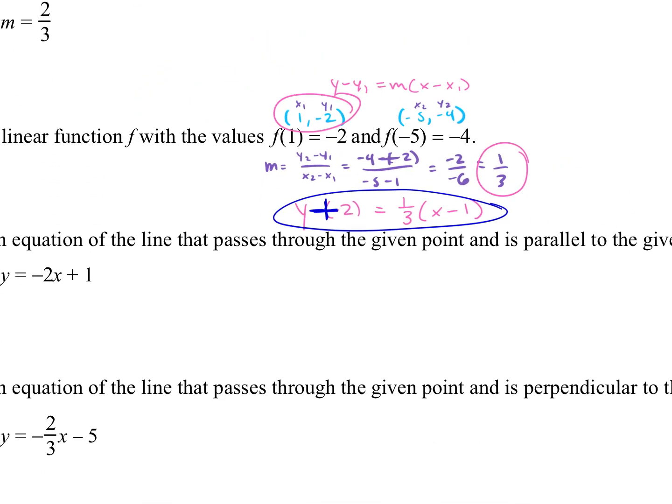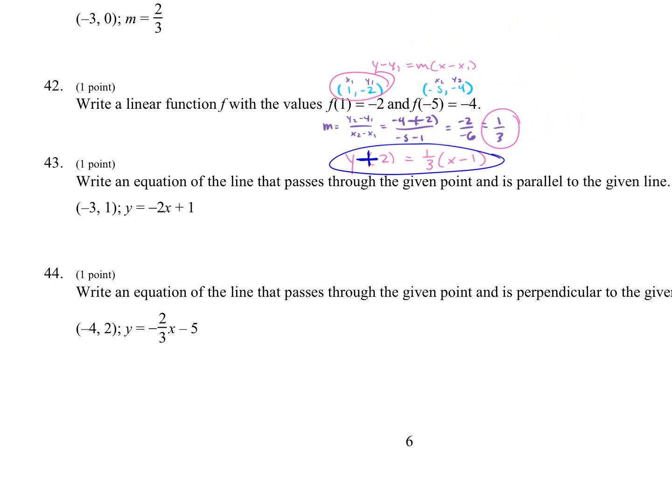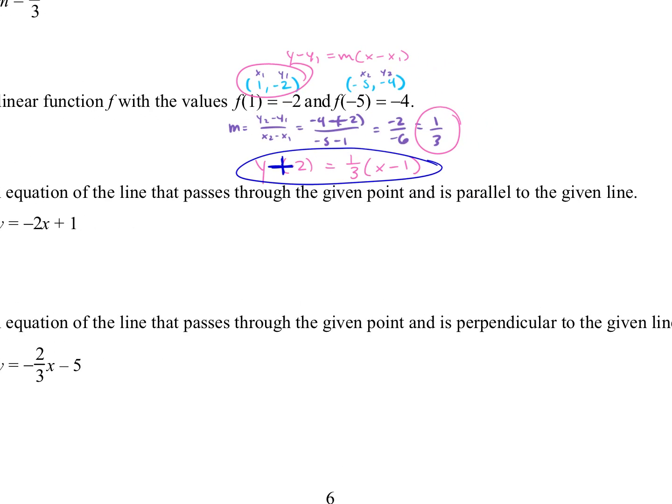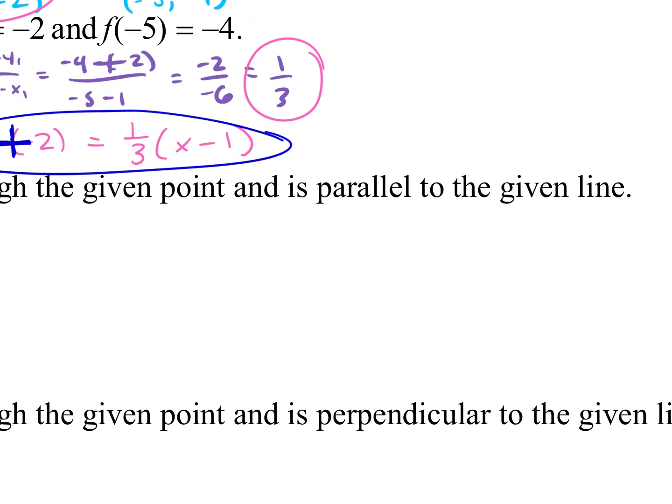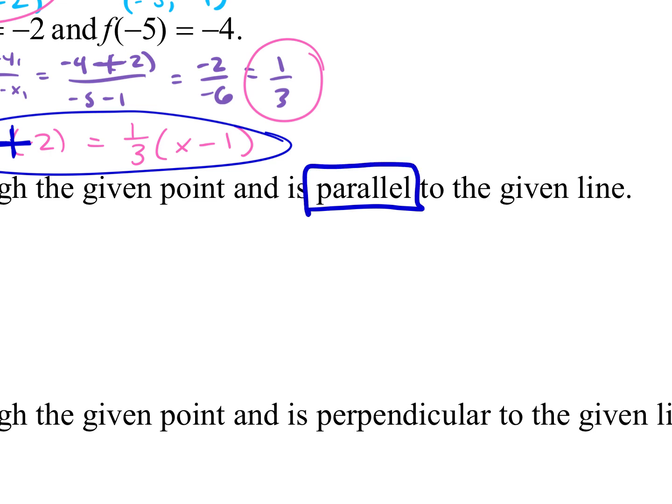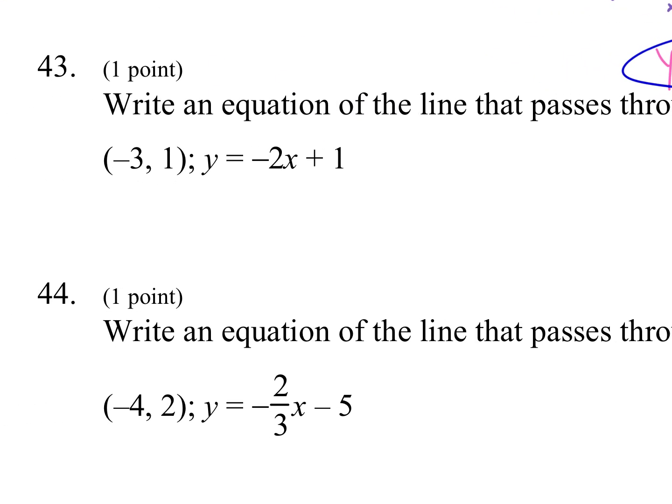We're going to do the last 2 on this page, and then we'll be done for today. So we're going to write an equation of a line that passes through the given point and is parallel to the given line. Parallel means what? Same slope. So what's my slope here? -2. I just look at my equation and see y equals mx plus b. My m is -2. So my slope in my new equation is going to be the same, which is -2.